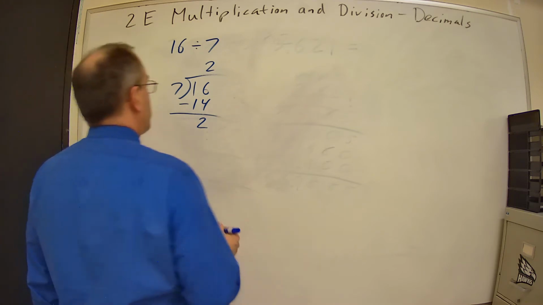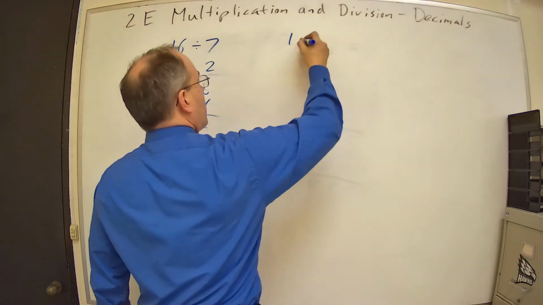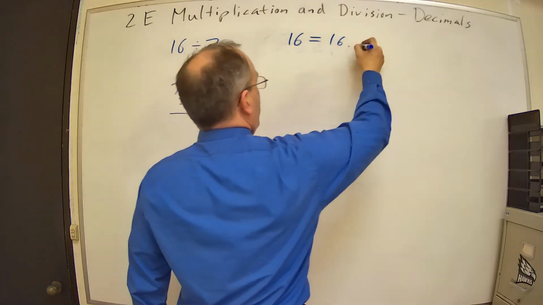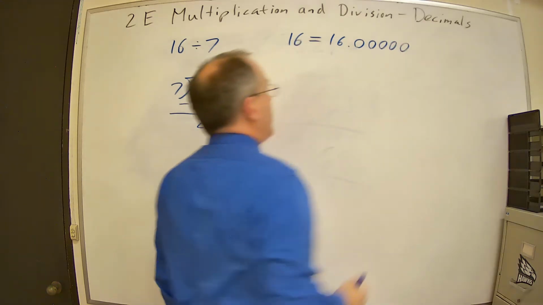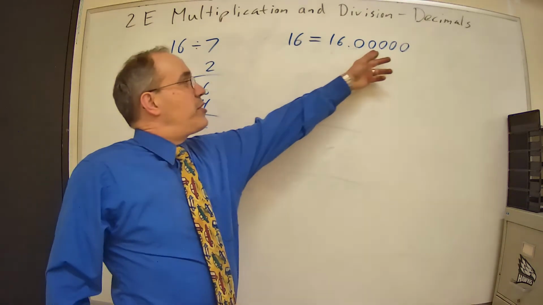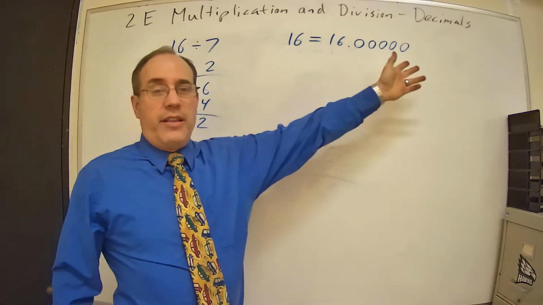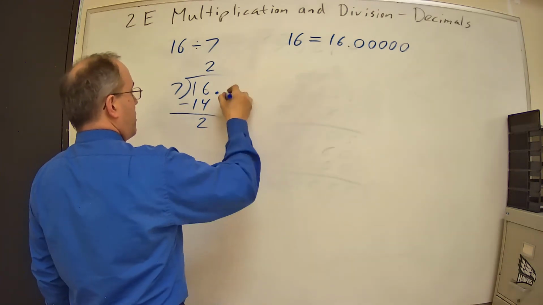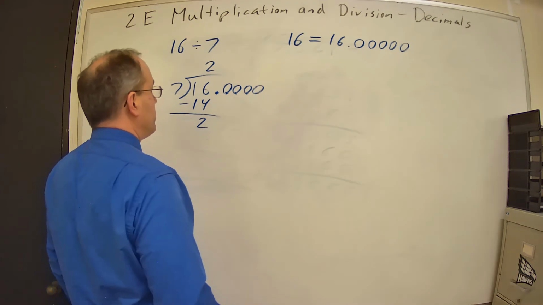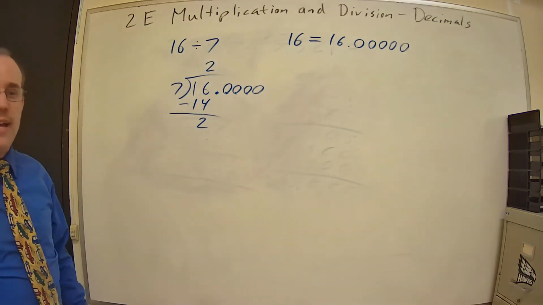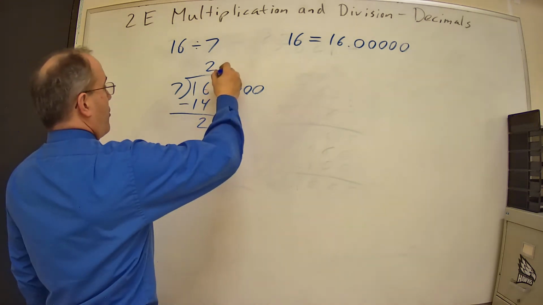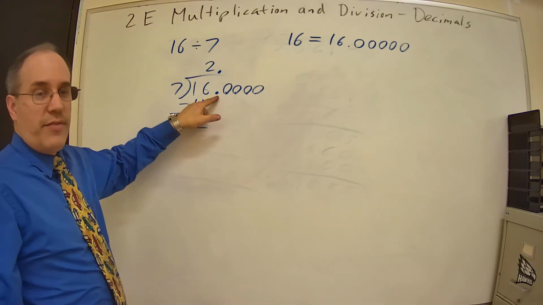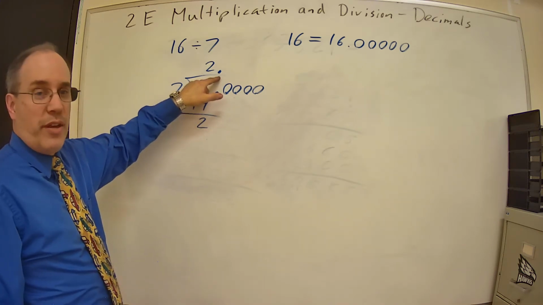What we're going to do is say 16 is the same as 16.00000. It's just 16. Those zeros are unnecessary zeros. So can't I do this and say 0.0000? Well, if I do, then I'm going to put a decimal point right there. Wherever our decimal point is down here in the dividend, it's going to be the same spot above it in the quotient.